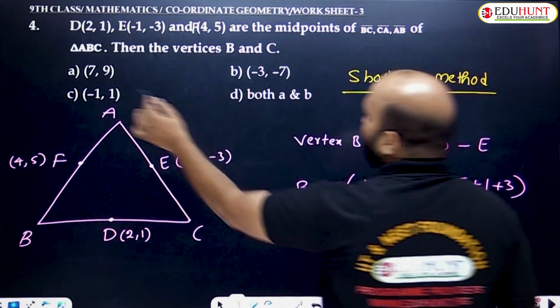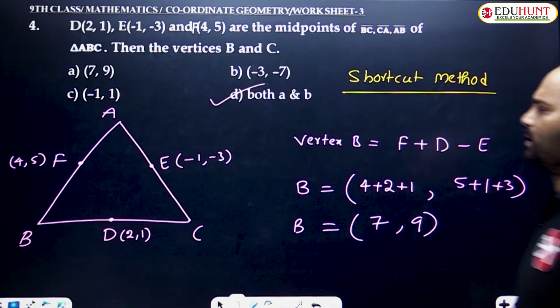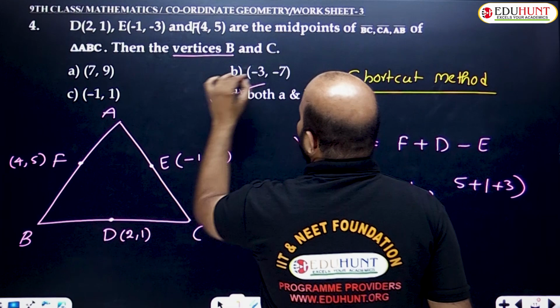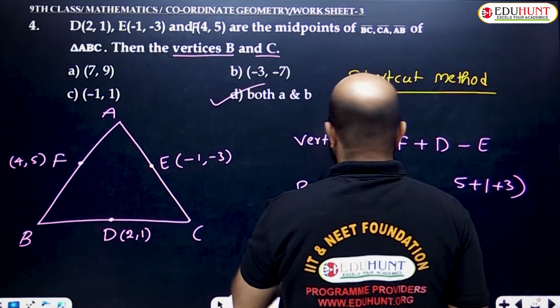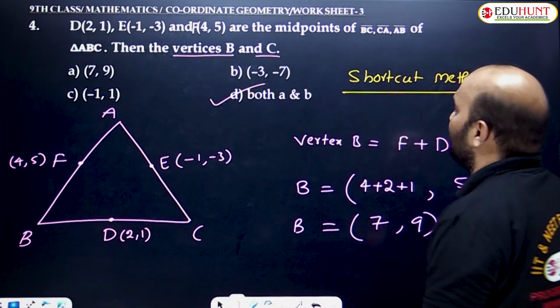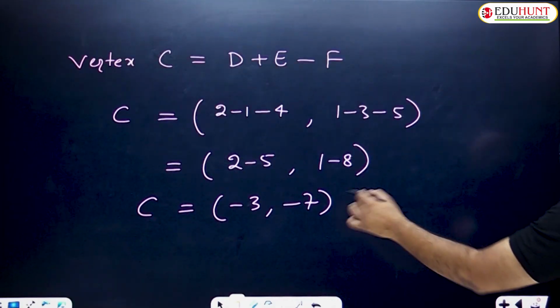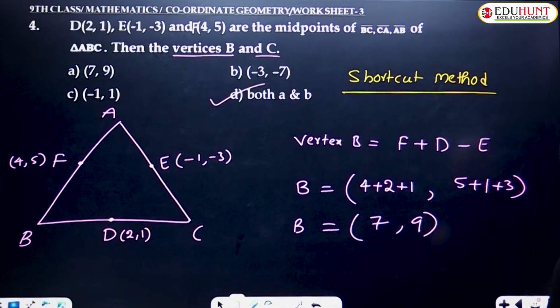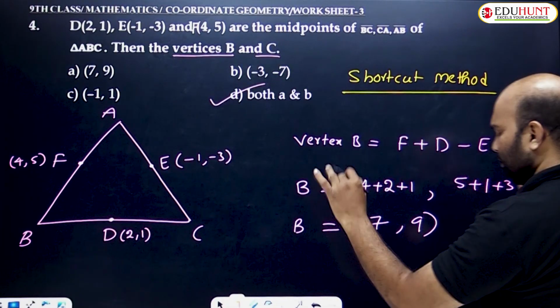B coordinates are 7, comma 9. So which option is the right answer? Option D is the right answer, both A and B, because the question asks for the vertices B and C. B coordinates are 7, comma 9. Am I clear? C coordinates are minus 3, comma minus 7. So this is the best method. Am I clear? We only have to check the X coordinates and Y coordinates.